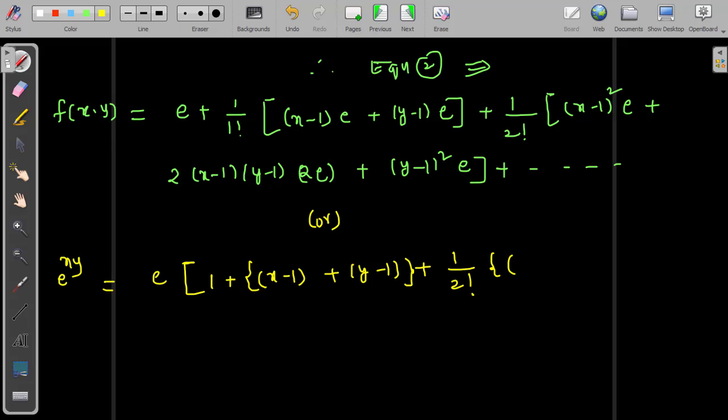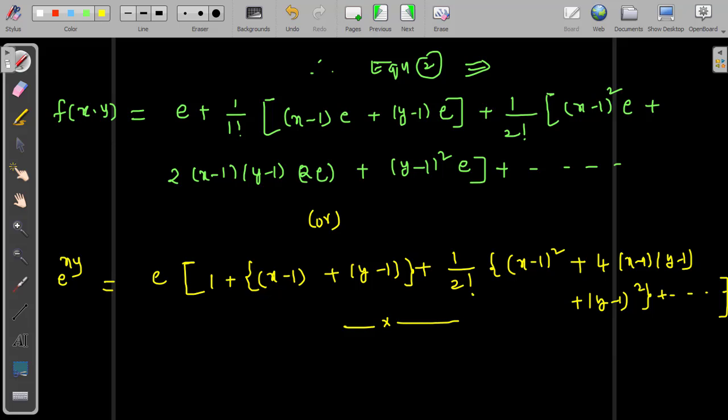(x minus 1) whole squared, plus this will be 4 times (x minus 1) multiplied with (y minus 1), because 2 times 2 gives 4, plus (y minus 1) whole squared, close the bracket. Again plus so on. Better to put so on for continuation. I'll put one more square bracket outside because e is common. So this is the required Maclaurin's Taylor series in powers of x minus 1 and y minus 1.